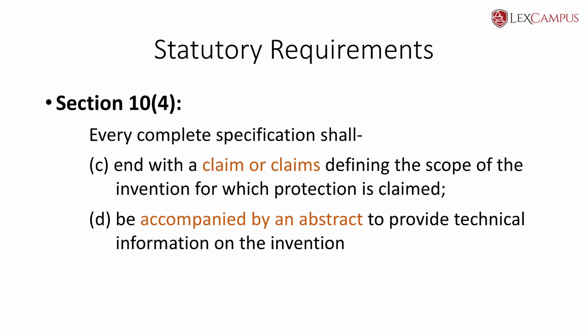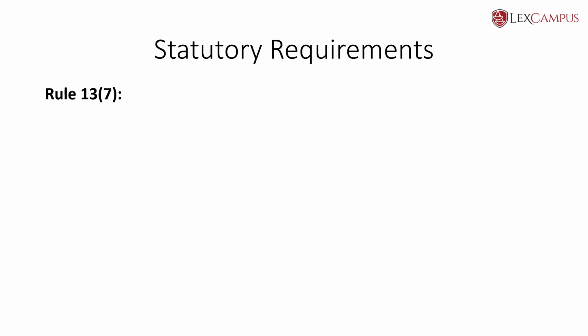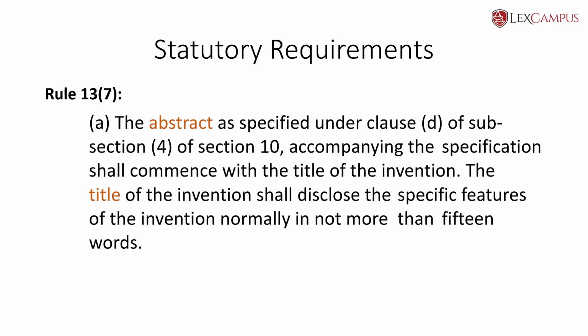So we saw many things propping up. We saw the invention has to be described. We saw the title requirement, that the title has to be mentioned. Now we see claims coming up, and we saw the best method as a requirement. And now we have the abstract. So there has to be an abstract. Rule 13.7 gives some detail about the abstract.